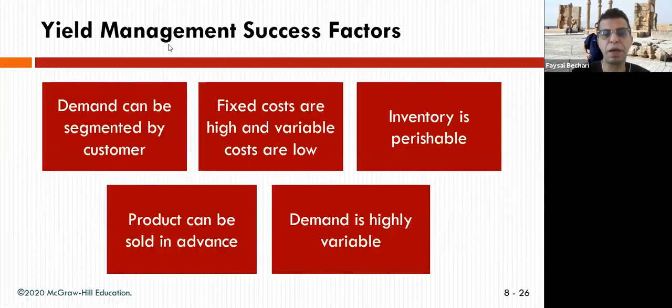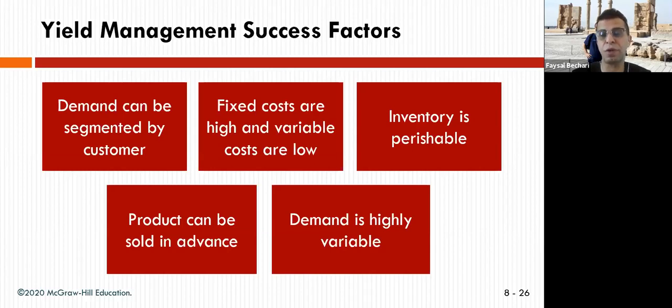Now, in yield management, for success factors, you need to estimate and see that the demand can be segmented by customer. You need to do that so you can separate, for example, in a hotel, families from single people, from events, from business. You also need to have a fixed cost. If the fixed cost is very high and the variable costs are low, this is where yield management is important.